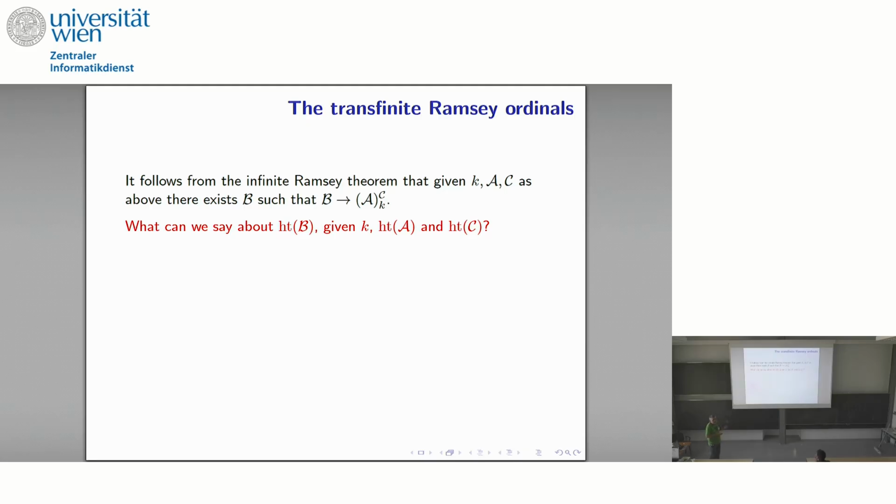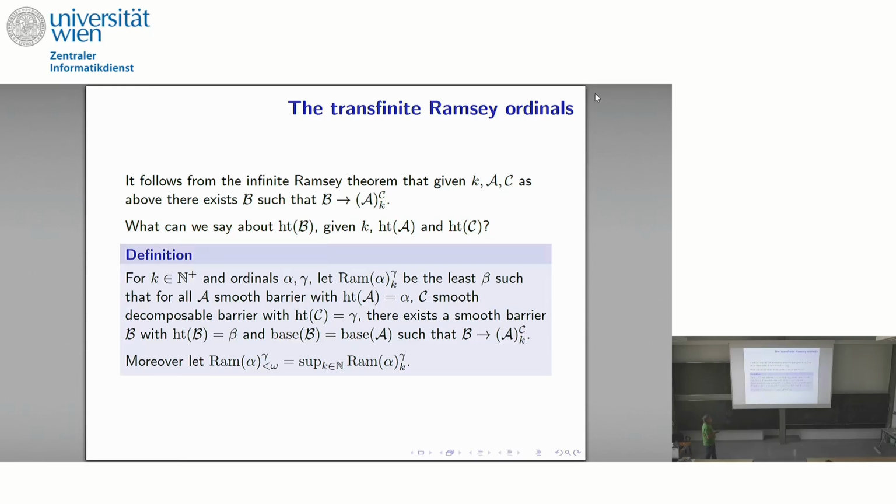By itself, I don't state it as a theorem because it's just an easy corollary of a well-known theorem, but our point is what we can say about the height of B given K, the height of A, the height of C. So if I know those ordinals and that natural number K, what can I say?